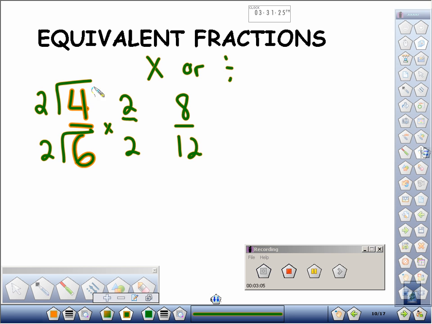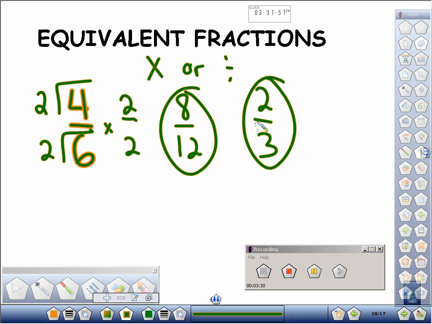So 4 divided by 2 is 2. 6 divided by 2 is 3. So now you know 4/6 is equivalent to 8/12, and it's also equivalent to 2/3. But 2/3 is 4/6 in its simplest form. 8/12 is just another way to write 4/6. So those are equivalent fractions.